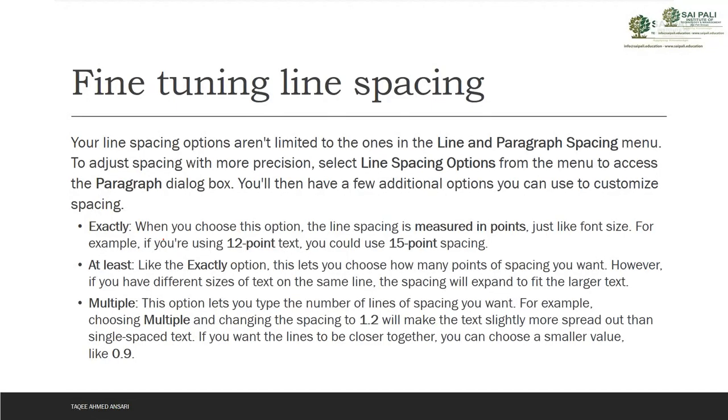What does this exactly option do? When you choose this option, the line spacing is measured in points, just like font size. For example, if you are using 12 point text, you could use 15 point spacing. So it depends on the font type you use. It gives you the option to choose as a point, so like with your font, you can adjust the space between your lines also.